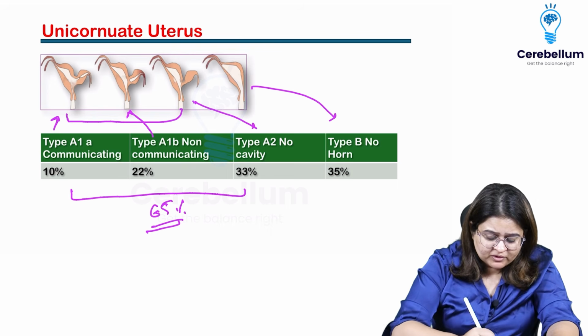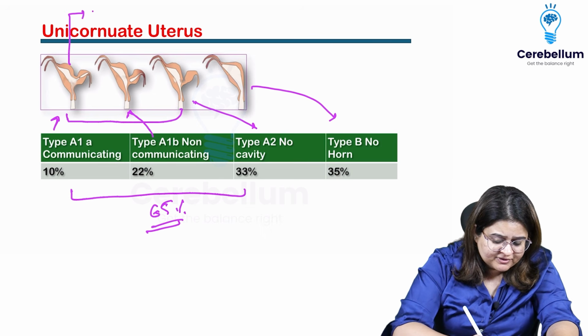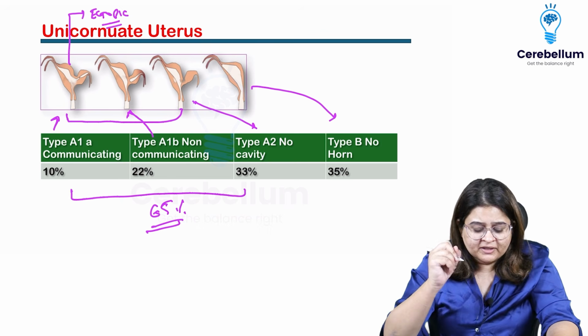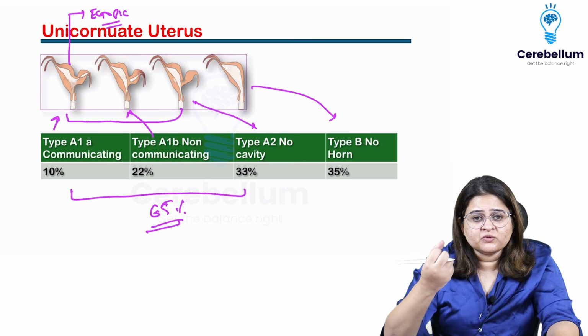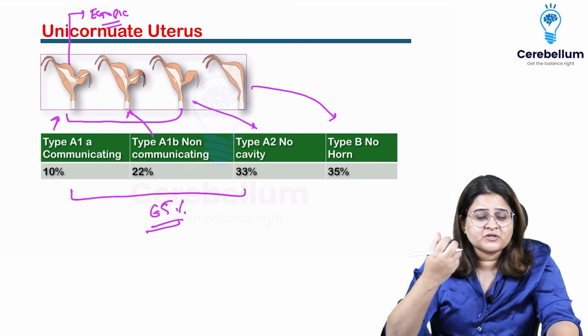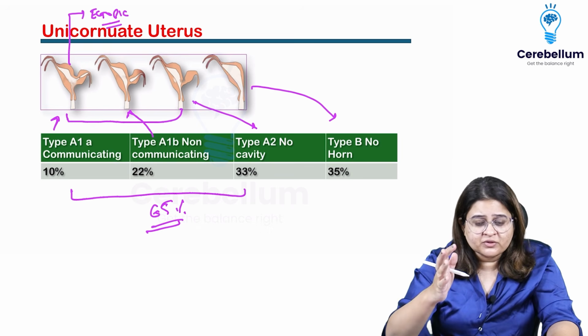So if it has a horn which is communicating and has a cavity, the problem you can have here is an ectopic pregnancy in the rudimentary horn, which typically presents as a mid-trimester rupture of the horn and hemoperitoneum or shock, patient coming in shock in the second trimester. Always think of a pregnancy in a rudimentary horn.